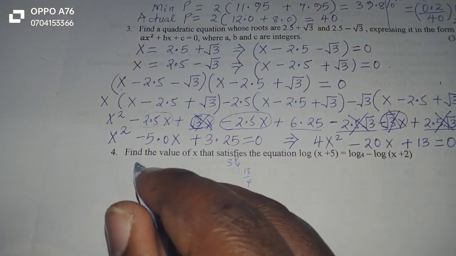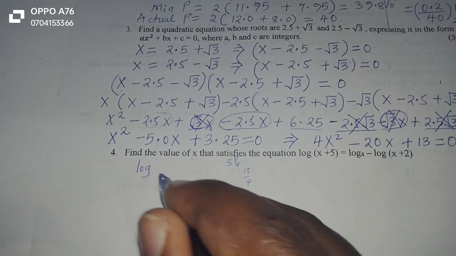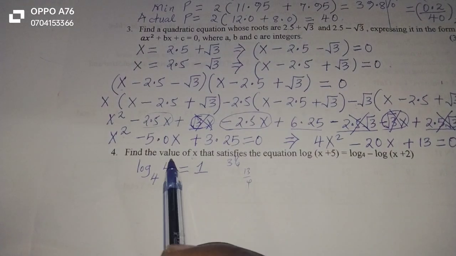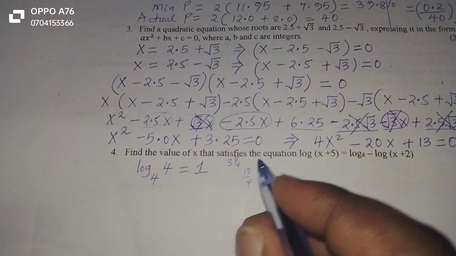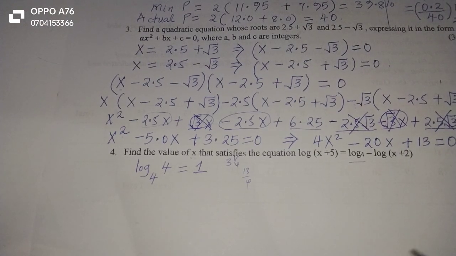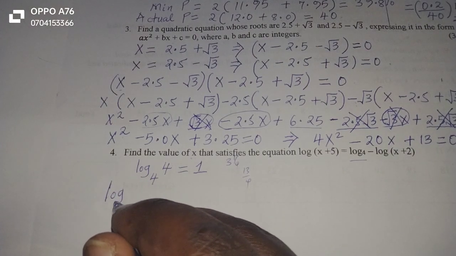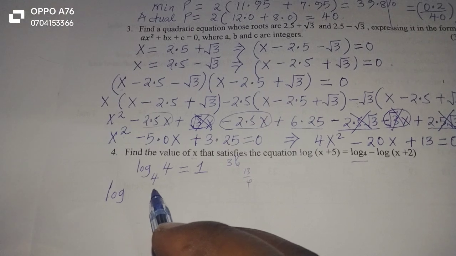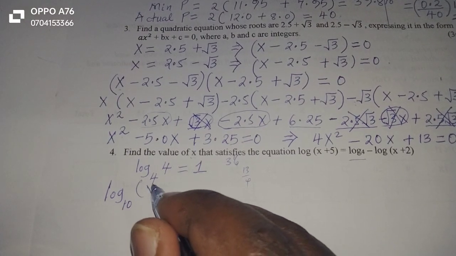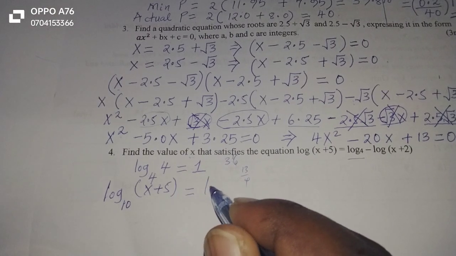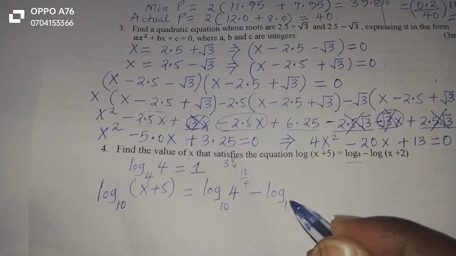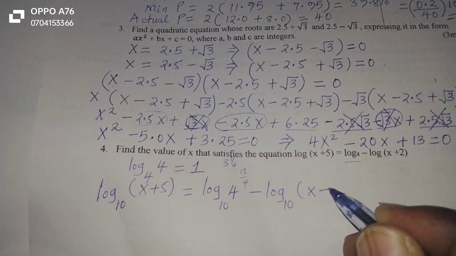At the same time I will be applying a law of logarithms, which says that the logarithm of a given number to the same base is usually 1. Therefore, the log of 4 to base 4 will be 1, and this means when we introduce the log of 4 to base 4 at this point, we shall not have affected the value of the term. So I will start by the log, then I'll be talking about the log to base 10. This is the log to base 10 of x plus 5 equals the log to base 10 of 4, then minus the log to base 10 of x plus 2.